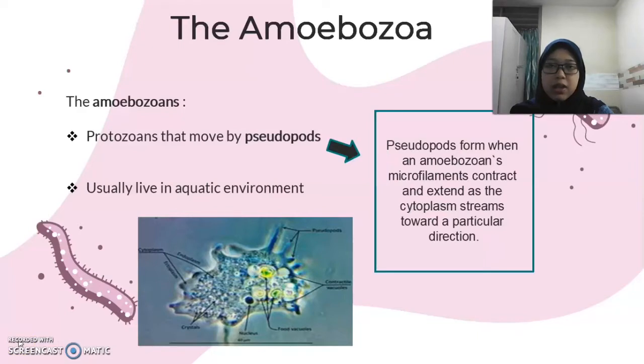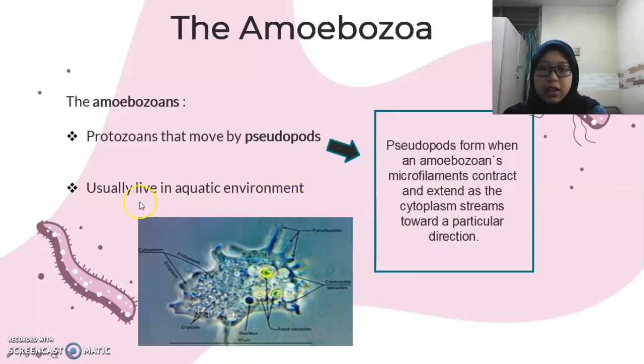Okay, so let's take a look at the first supergroup, which is the Amoebozoa. The Amoebozoans are protozoans that move by pseudopods. From this picture, this is the part of pseudopods. Pseudopods are temporary cytoplasmic projections of the cell membrane that are used for locomotion and also feeding. In particular, an amoeba moves in a distinctively crawling-like manner. Pseudopods form when an amoebozoan's microfilaments contract and extend as the cytoplasm streams toward a particular direction.